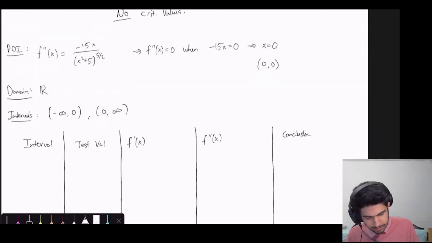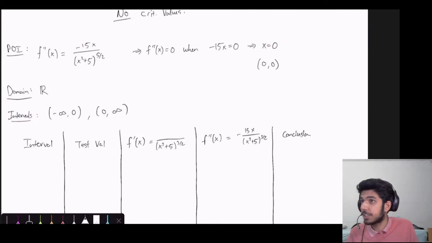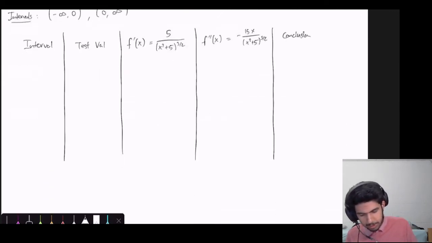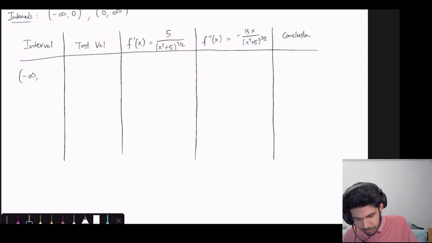Let me just get these equations. x squared plus 5 to the 5 halves. I believe this had x squared plus 5 to the 3 halves in the denominator, and the numerator was 5. Okay, so that's our table that we use. And we have 2 intervals, so a lot less work to be done.